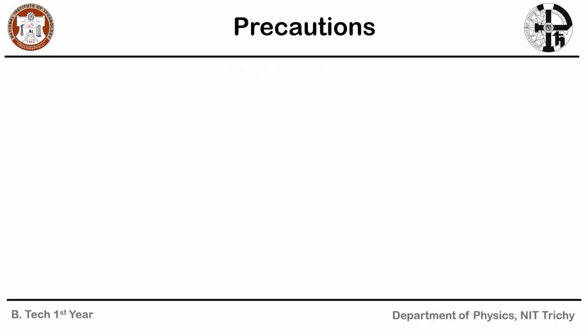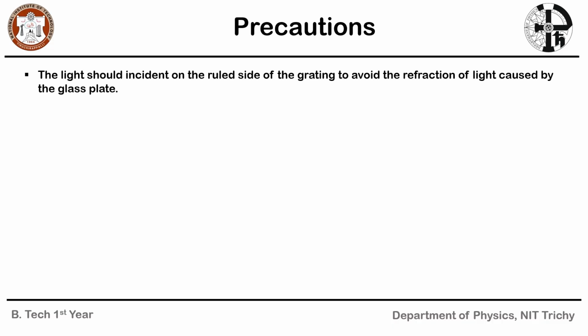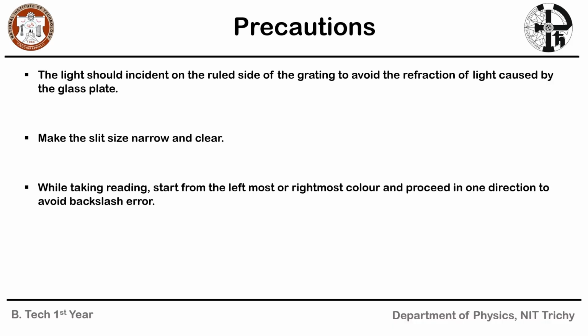Here are some of the precautionary measures. The light should be incident on the ruled side of the grating to avoid the diffraction of light caused by the glass plate. Make the slit size narrow and clear. While taking reading, start from the leftmost or the rightmost color and proceed in one direction to avoid backlash error. Try to do the experiment in a dark room.